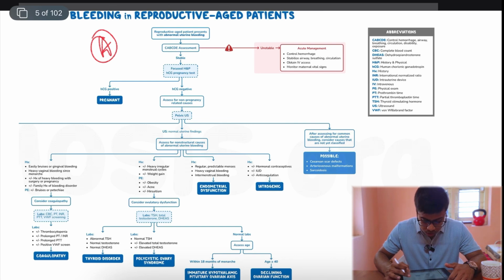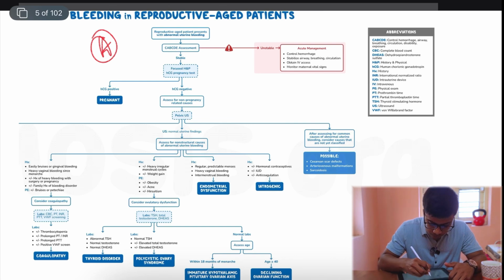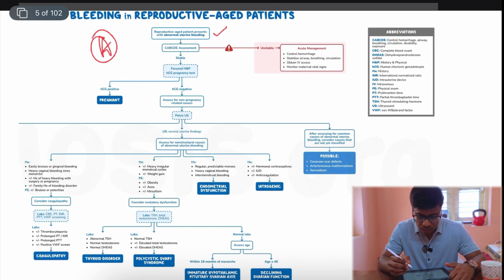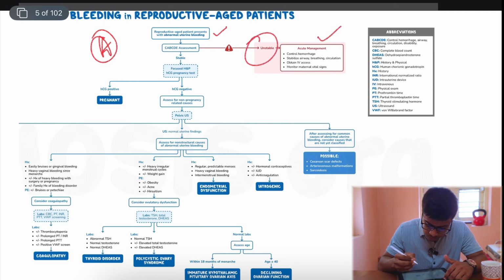A reproductive aged patient presents with abnormal uterine bleeding. We have to do the CABCDE assessment: circulation, airway, breathing, disability, and exposure, and control of hemorrhage. If the patient is unstable, then we will follow this algorithm: control the hemorrhage, stabilize airway, breathing, circulation, obtain IV access, monitor maternal vital signs. Now if a stable patient comes, focus on history and physical examination.